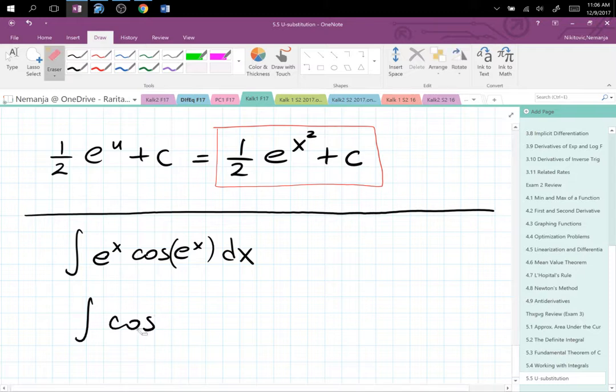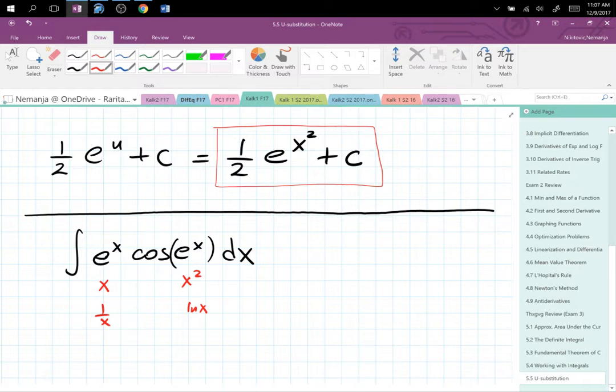Now, this is when I said work with function derivative pairs. Look, if this was x squared, then this should be an x, all right? If this was ln x, which you can have, cosine of ln x, then this better be 1 over x. The function derivative pair has to exist, where the derivative must be the part of your du eventually.